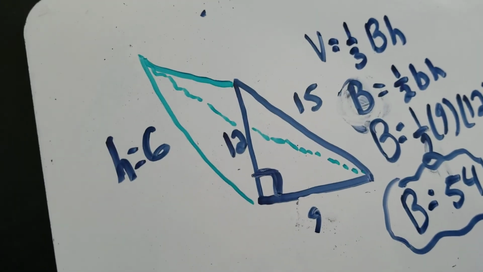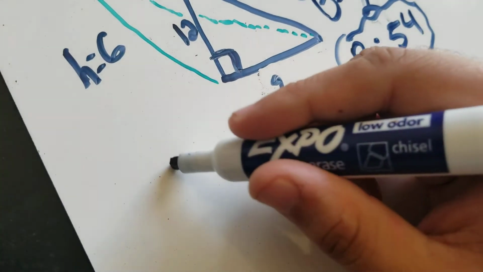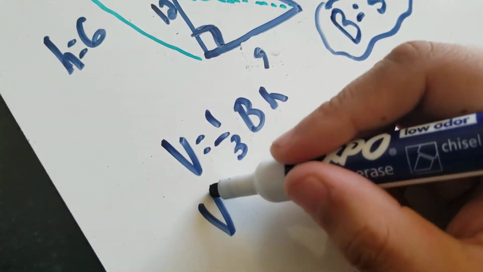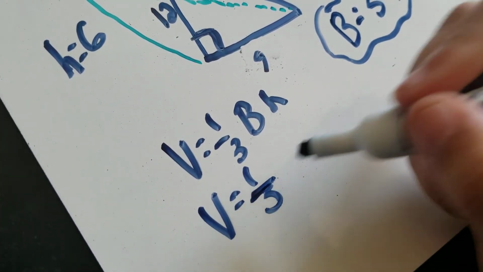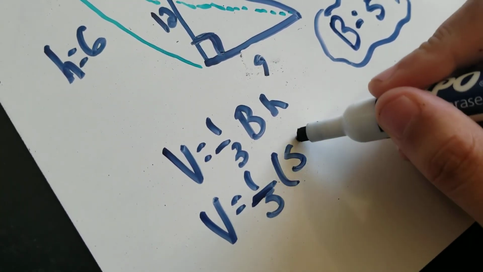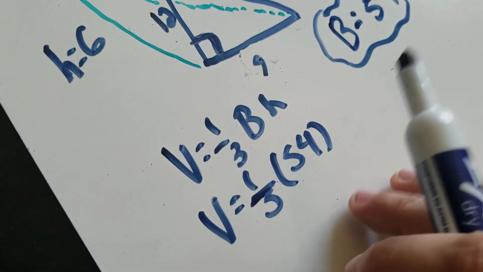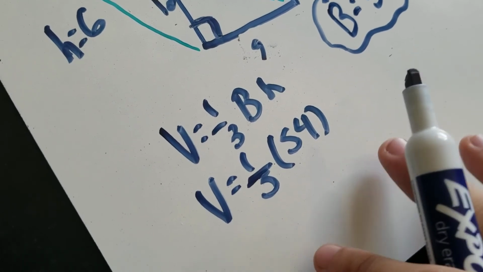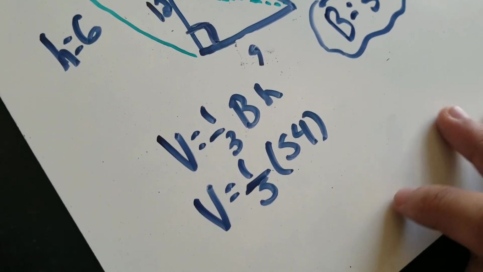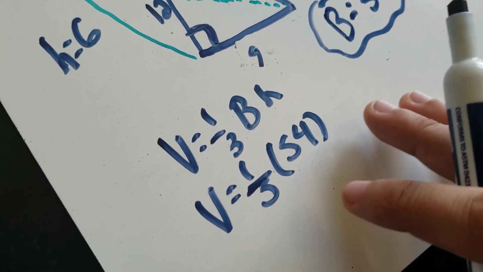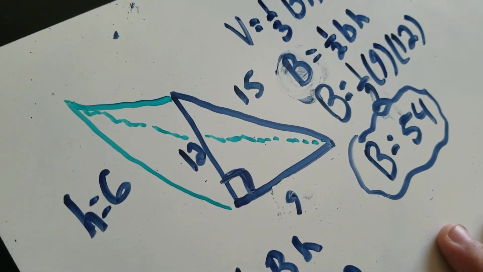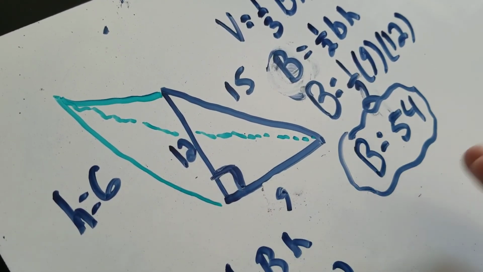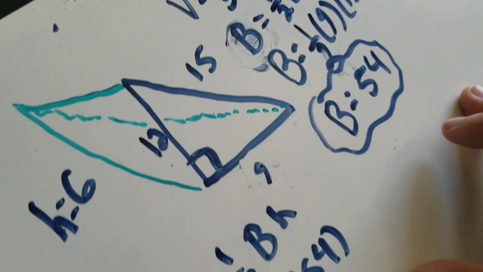As a reminder, our volume is 1/3 base times height. Maybe I'll write it right here: volume is 1/3 capital BH. So the volume is 1/3 times capital B, which we just figured out is 54. I always recommend solving the capital B first before you plug it into the volume equation. You could technically do it in one shot, but sometimes that causes confusion, especially with a triangular base, because we're talking about 2 different bases and heights, and a lot of times people get confused with that.